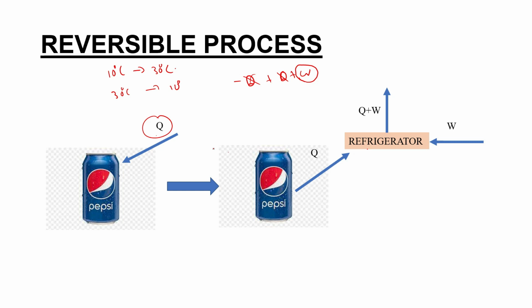This is why it is very difficult to achieve a reversible process. It is impossible to achieve a reversible process in real life. But still we study reversible processes. We will see why. We will discuss some more examples.